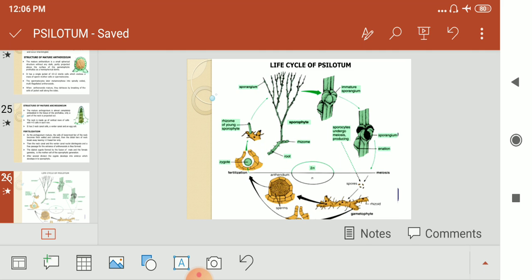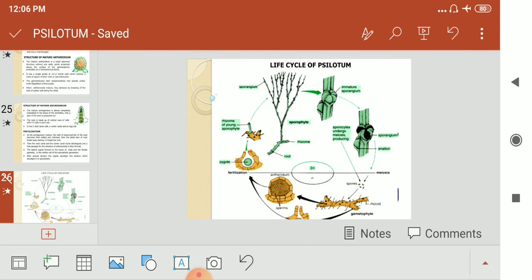This zygote is usually 2n in number, the others will be haploid in number, and usually the diploid phase will be present in the life cycle of the xylotum, that is the gametophytic and the sporophytic phases will alternate with each other. So this is the complete explanation of the reproduction in the xylotum. I hope you will understand the concept of reproduction and the life cycle of the xylotum.